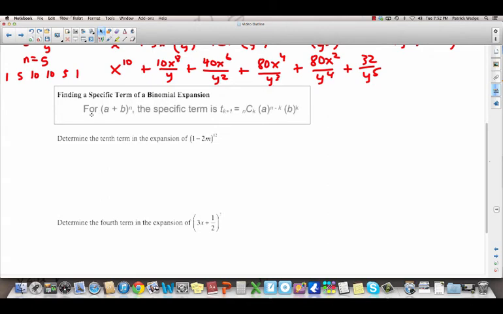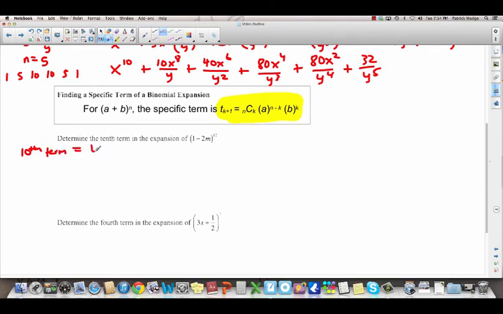The formula to find a specific term is this. For a binomial expansion, a plus b to the nth power, the specific term is term k plus 1 equals n choose k, a to the n minus k, times b to the k. Determine the 10th term in the expansion of blah blah blah blah. Okay, so the first thing you have to do is figure out what k is. I know it's kind of weird. Where did this k come from? Well, we're talking about the 10th term, right? It says here, determine the 10th term.